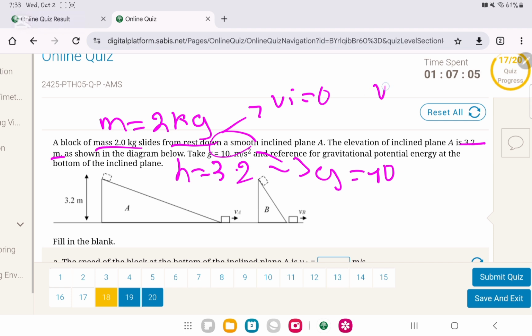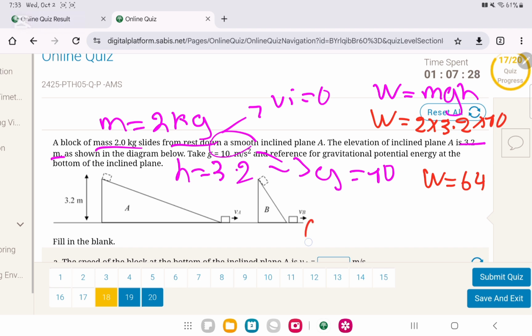We find the work. We know work is equal to mgh. They didn't tell us gravity, they didn't tell us the GPE, so we don't do positive or negative. It's gonna stay work equals mgh. So work is equal to 2 times 3.2 times 10. It is gonna be 64. The work is equal to 64.